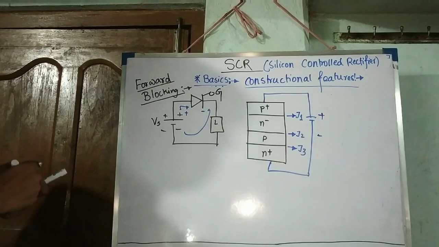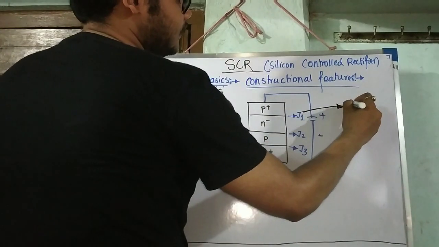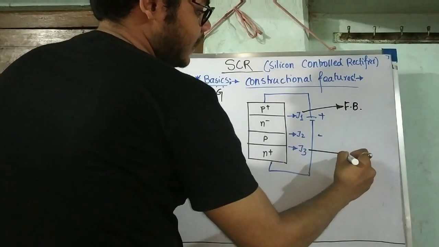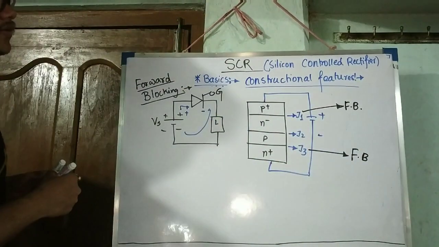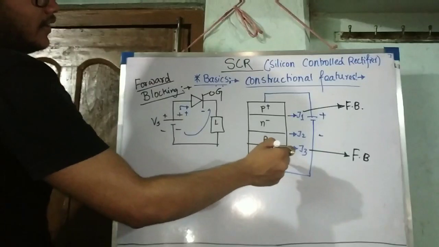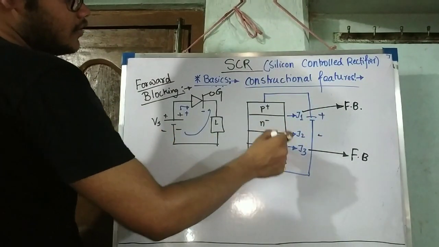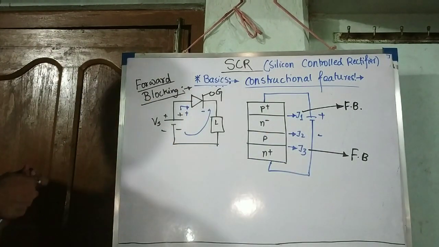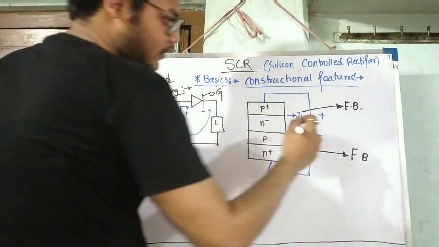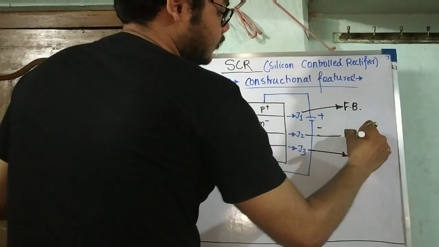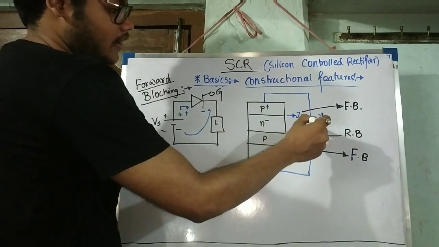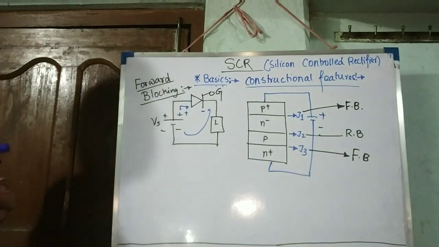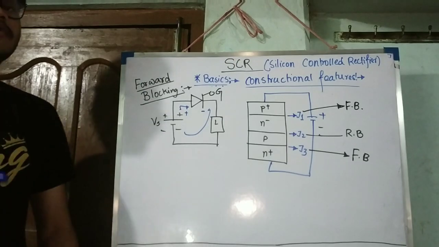This J1 junction will be in forward bias. See, J1 junction is in forward bias. The J3 junction will again be in forward bias. See, the positive end is connected here, the negative end is connected here. Again, the negative end is connected here, positive end connected here. So these 2 junctions, J1 and J3, are in forward bias. Now what will happen? This J2 junction will be in reverse bias. Why is this reverse bias? See, the N is connected to the positive and the P is connected to the negative. So J1 is in forward bias, J2 is in reverse bias and J3 is in forward bias.